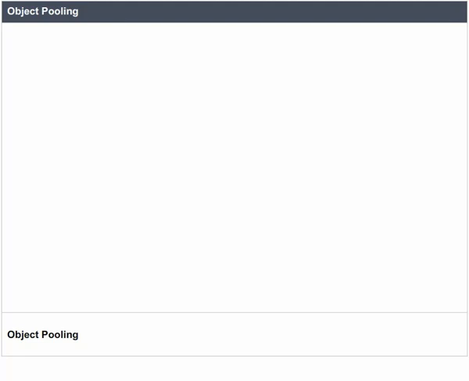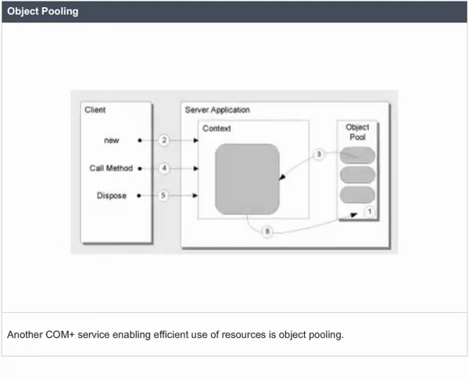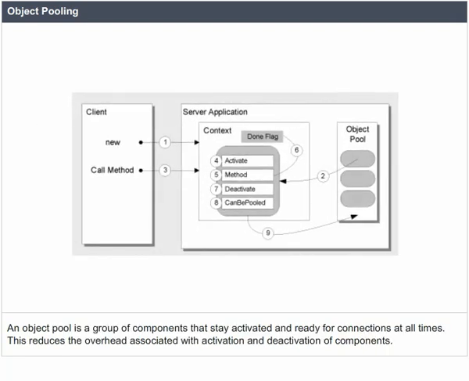Object pooling. Another COM+ service enabling efficient use of resources is object pooling. An object pool is a group of components that stay activated and ready for connection at all times. This reduces the overhead associated with the activation and deactivation of components.